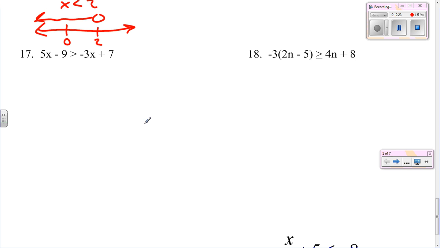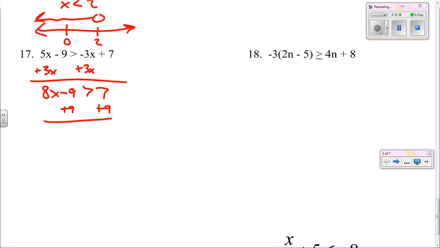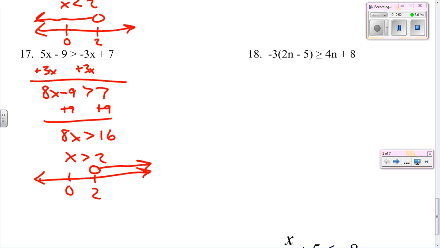Number 17. Add the 3x to both sides. Gives you 8x minus 9 is greater than 7. Add 9 to both sides. Gives you 8x is greater than 16. Divide by 8, x is greater than 2. 0, 2, open circle, shade to the right.